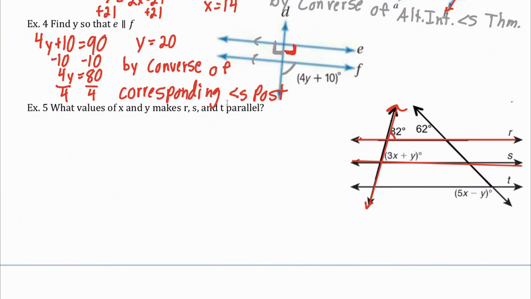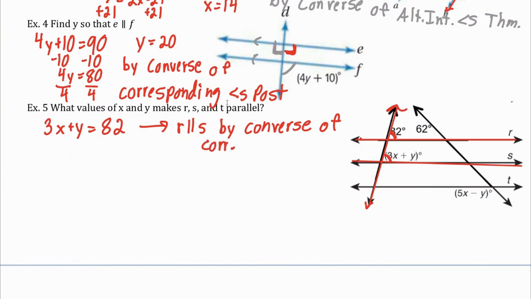And I have these two angles here. So we see that these two angles are corresponding. And so in order for R to be parallel to S, these two need to be congruent. So that means that 3x plus y needs to equal 82. Okay? Because that is going to make R parallel to S by the converse of the corresponding angles postulate, for the sake of space. Okay, so that's giving us that.